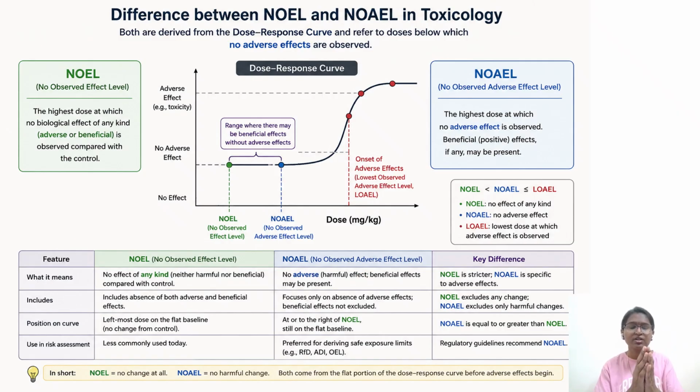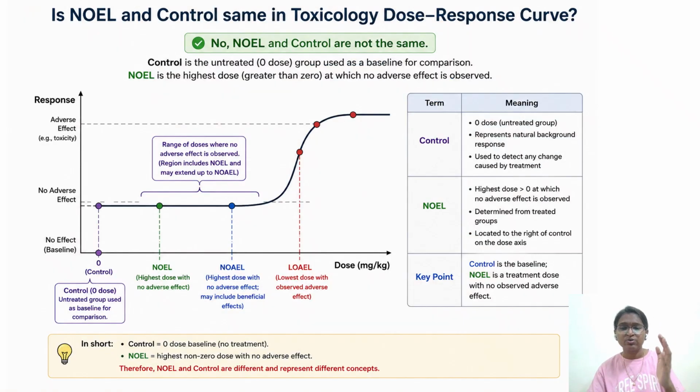They always prefer that whatever the safety limit is there, it has to be derived. The starting dose should be NOAEL. They don't encourage NOEL most of the times. If nothing is there, they'll accept it. But the first preference will always be NOAEL. Okay.